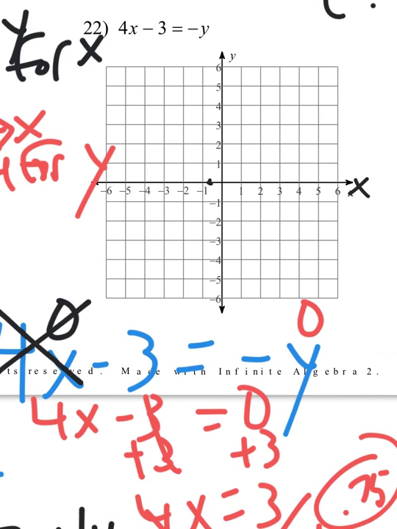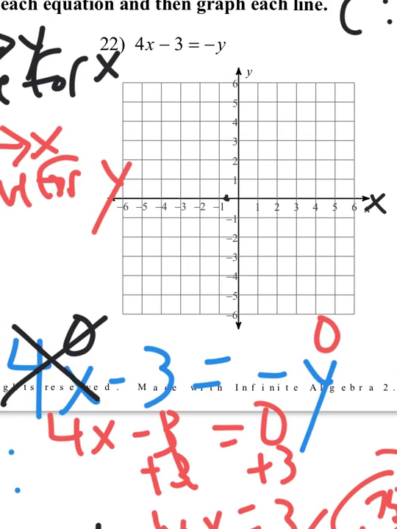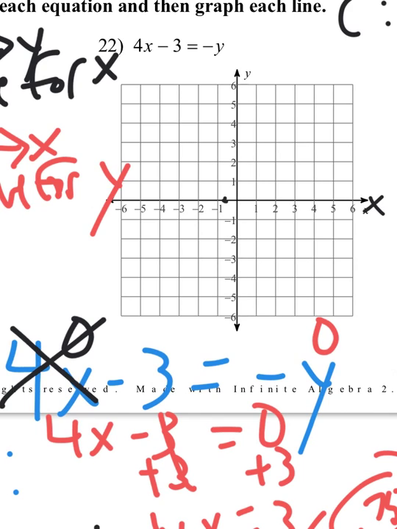Okay, and my y-intercept, if you remember, our y-intercept that we got down here was 3. So we're going to plot 3 on the y-axis, which is right here, and then we just draw the line through those 2 points.